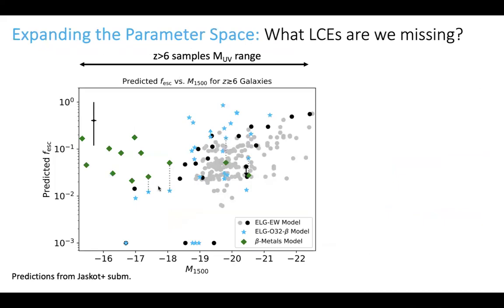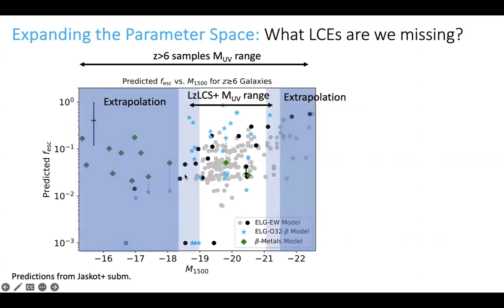I think it's also possible that we've not fully explored the parameter space that we need to in searching for Lyman Continuum emitters. So this is work that I've been doing recently, which took the results of the low redshift Lyman Continuum survey and used it to generate predictions for escape fractions for galaxies at redshifts greater than 6. And so these are my predicted escape fractions, and this is the UV magnitude range of galaxy samples that JWST is observing at redshifts greater than 6. And this is the actual magnitude range that our survey covers at redshift 0.3.